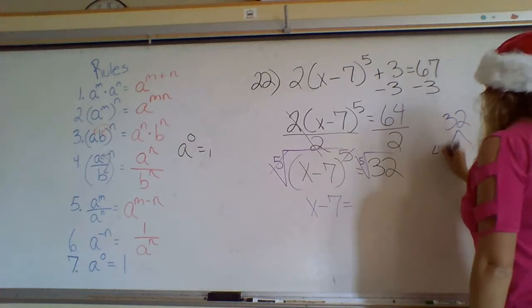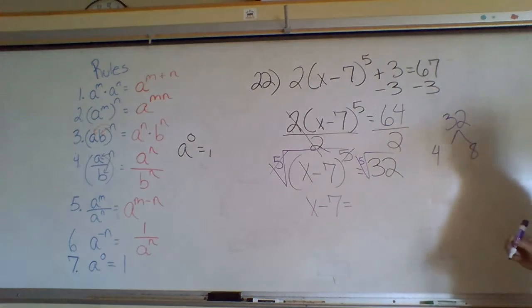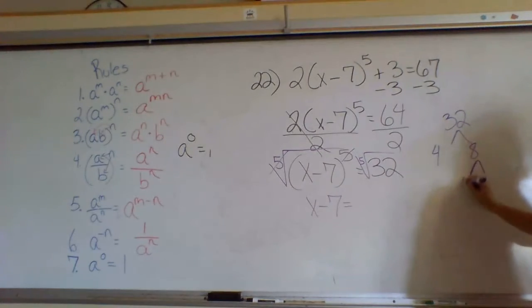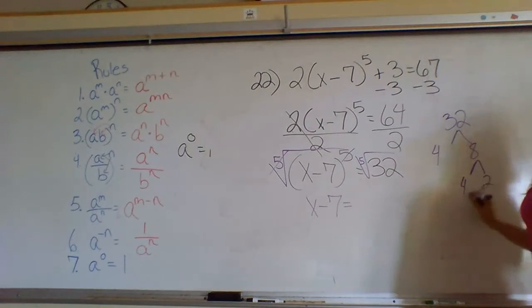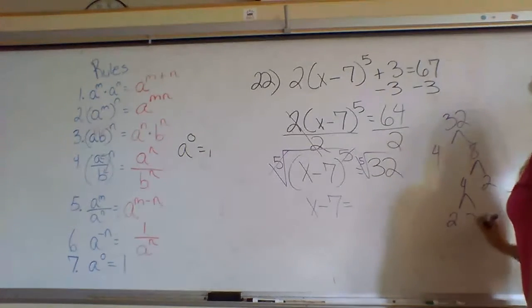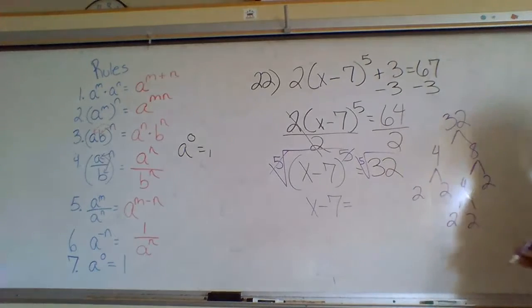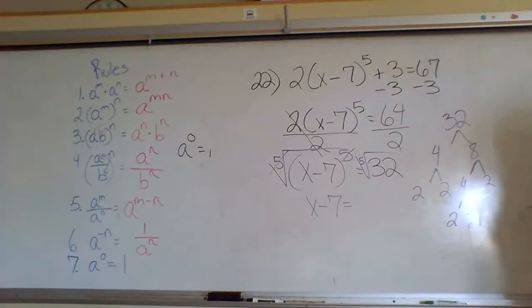I would do 4 and 8 probably. 4 and 8, and then 4 times 2, which is 2 times 2. Okay, so that's my prime factorization of 32.